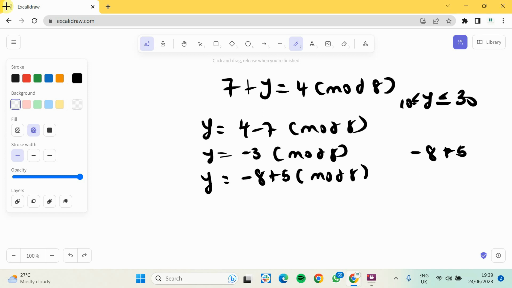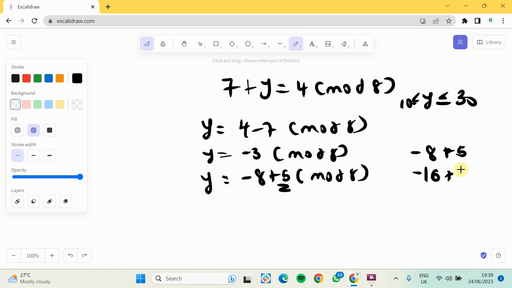What I'm interested in is this plus 5, which is the remainder. But we said that y is between 10 and 30. Is 5 between 10 and 30? 5 is not between 10 and 30, so I have to look for the next multiple of 8. So that will be minus 16, plus, what can I add to minus 16 that will give me minus 3? I have to add what?